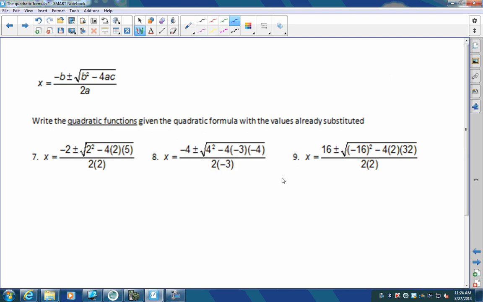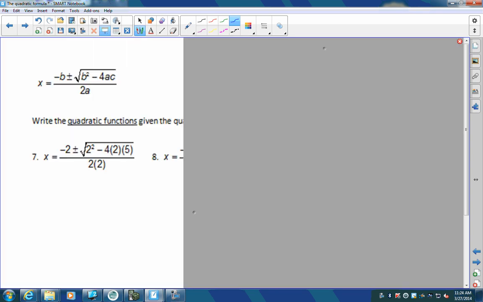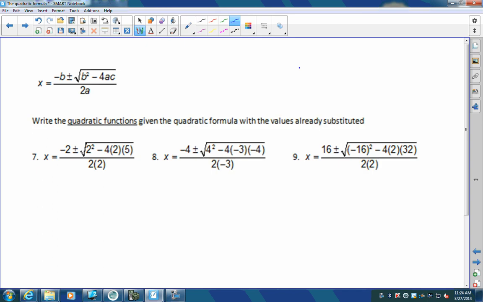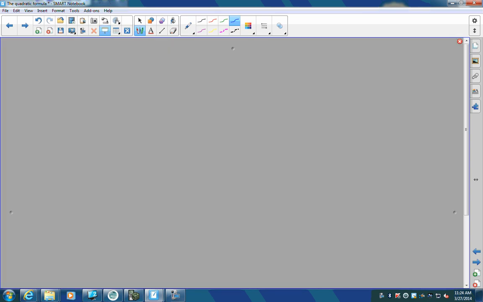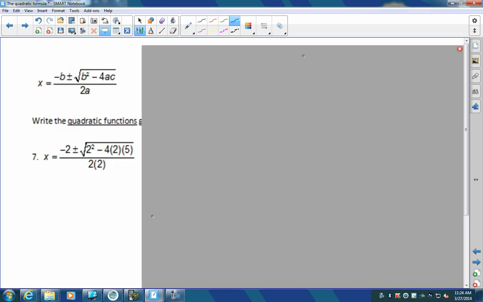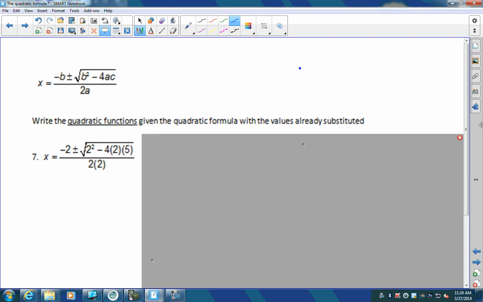Number 7 gives you the quadratic formula, and it says to write the quadratic functions given the quadratic formula with the values already substituted. Okay, so let's look at this. It wants me to write it like this: ax squared plus bx plus c equals 0. I need to know what a, b, and c are.